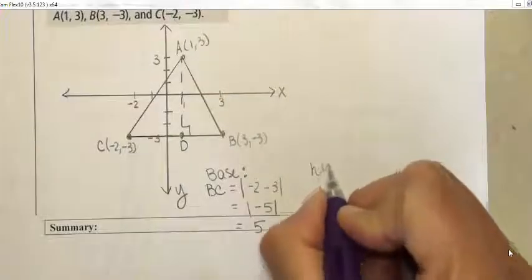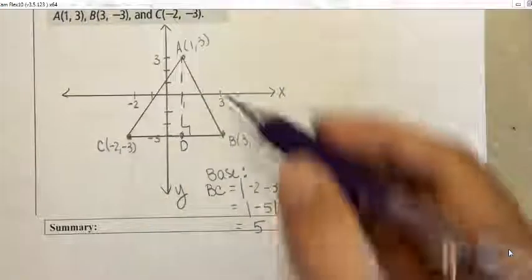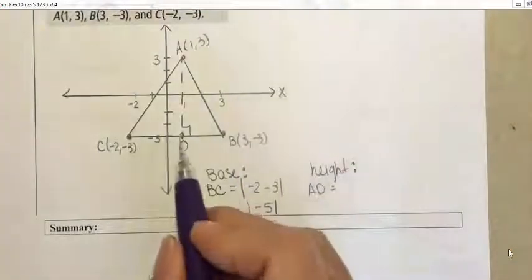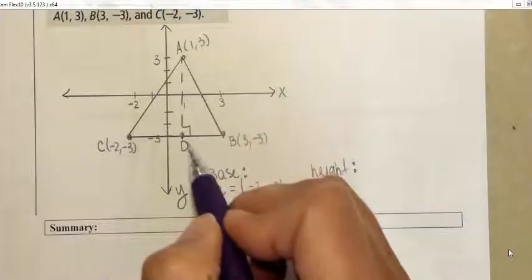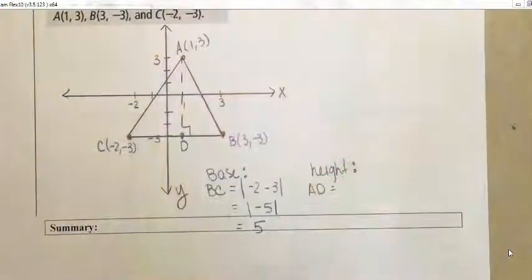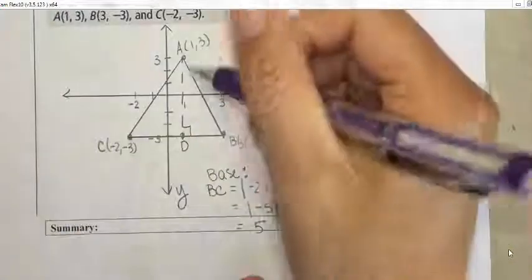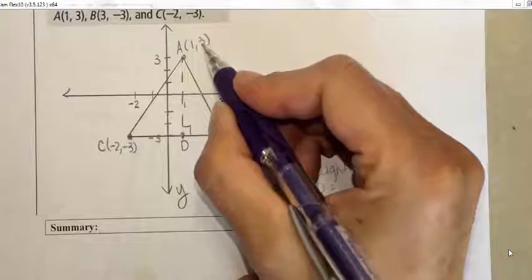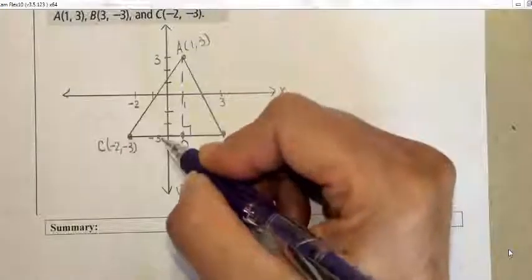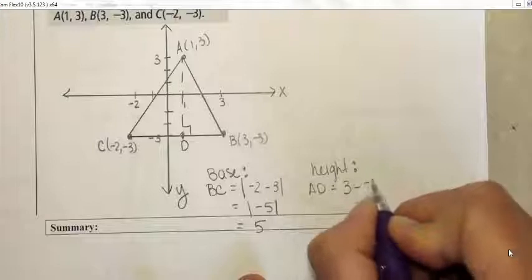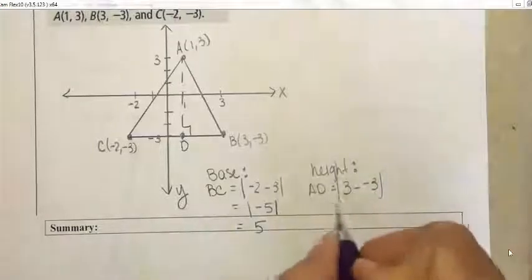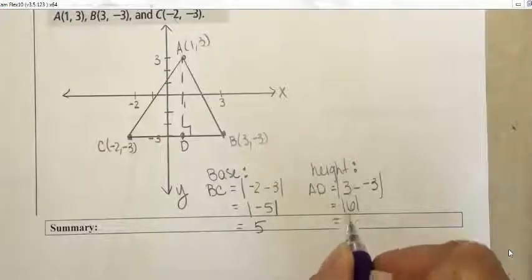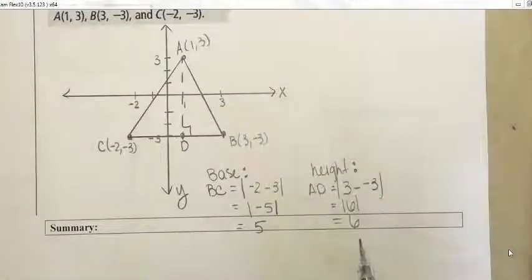So my height is going to come from finding the length of AD. I just gave that height that I drew some random letter, some random point there. But again, it has to be perpendicular. So the height AD is just the change in y's, right? Just this 3 down to this negative 3. So it's 3 minus negative 3, or the absolute value of that. Well, that's the same thing as 3 plus 3. So it's the absolute value of 6, which in fact is 6. So my height is 6.